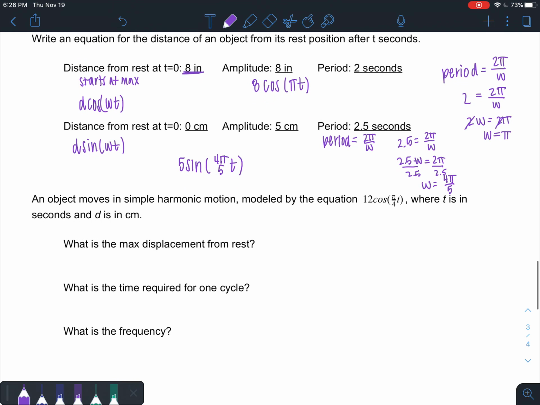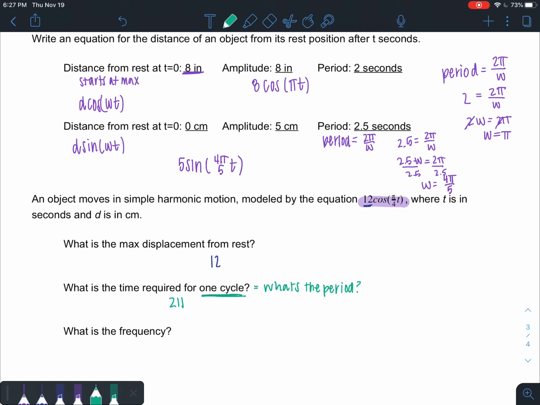All right, and then sometimes it's going to give us an equation and we have to find the information. So given 12 cosine of pi over 4 t, what is its max displacement from rest? It's going to be that d value, which is 12. The time required for one cycle, so that is asking what's the period. Just asked in a funny way.